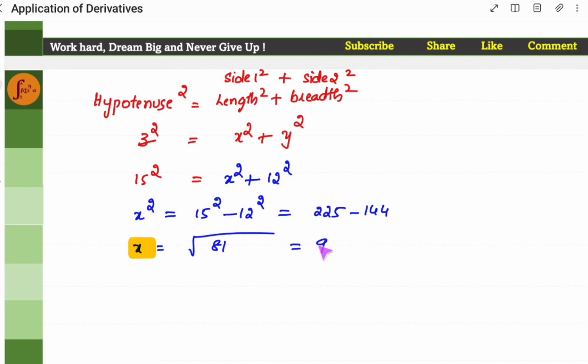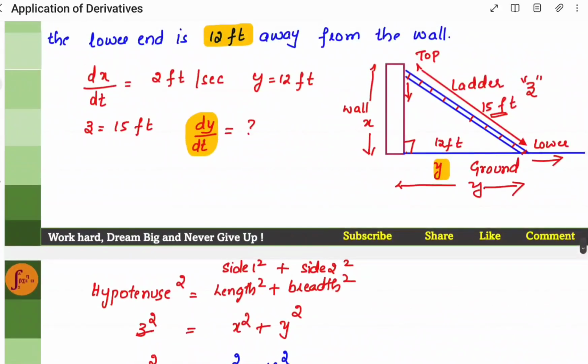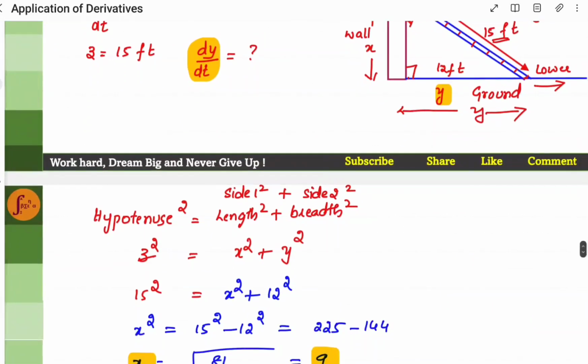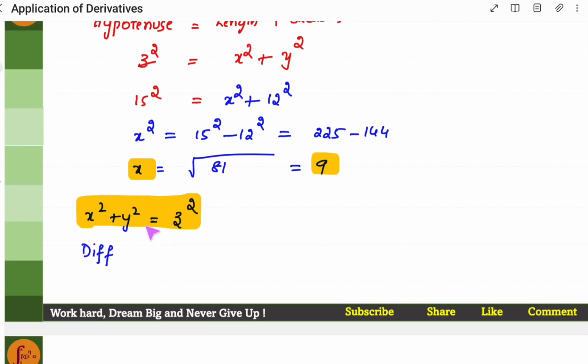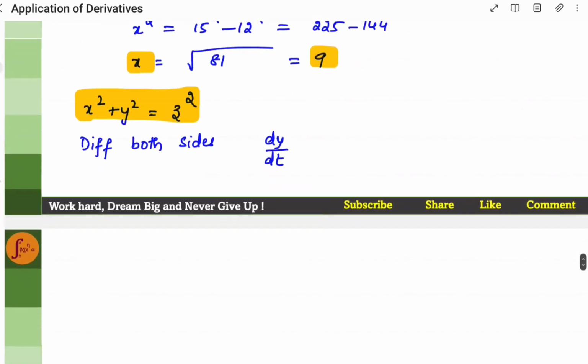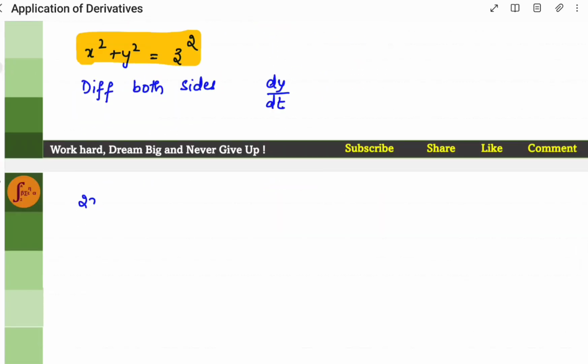We know x is equal to 9. Now I'll have to find dy by dt. So I'll have to use this formula, x square plus y square is equal to z square. I'll have to differentiate this on both sides. Only if I differentiate will I get dy by dt. To get dy by dt, I have to differentiate with respect to t. Derivative of x square is 2x into dx by dt. Let's not forget, because we are differentiating with respect to t, not x, so dx by dt. Derivative of y square is 2y, again differentiating with respect to t, so dy by dt.